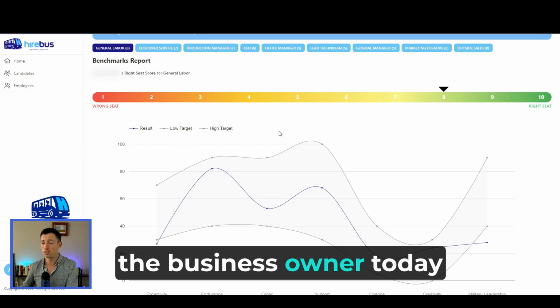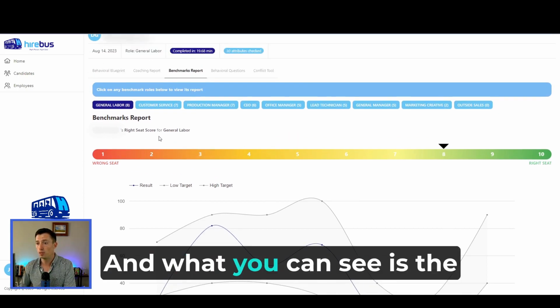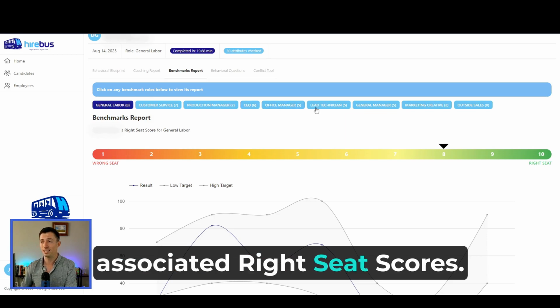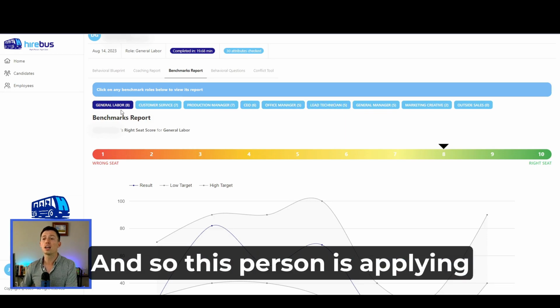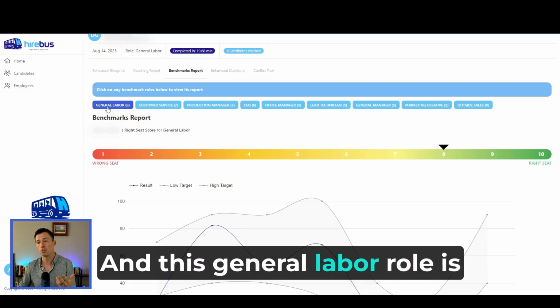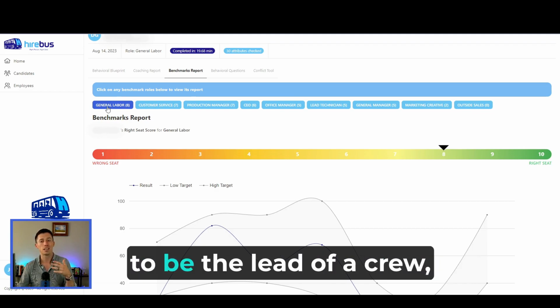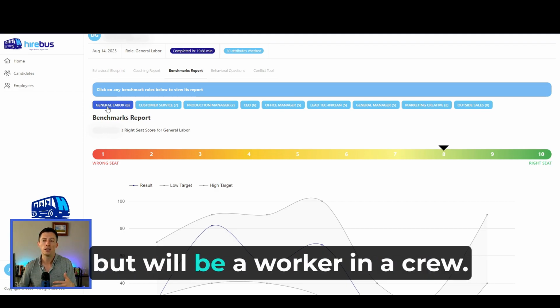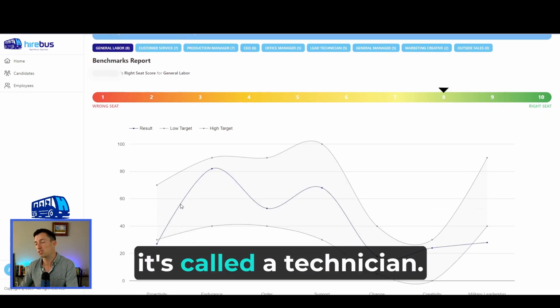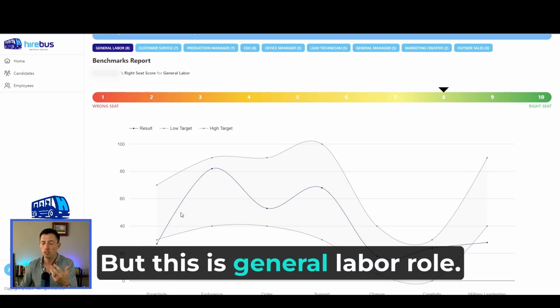All right, so I have an example pulled up here of a candidate, and I was actually talking to the business owner today about this person. And what you can see is the different benchmarks and the associated right seat scores. This person is applying for a labor role, a technician, and this general labor role is for someone who is not going to be the lead of a crew, but will be a worker in a crew.